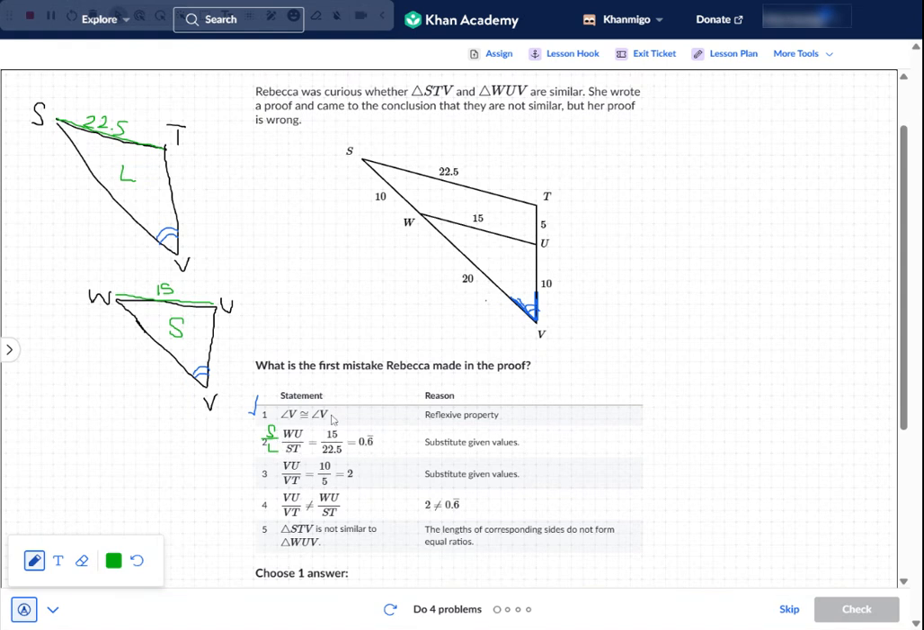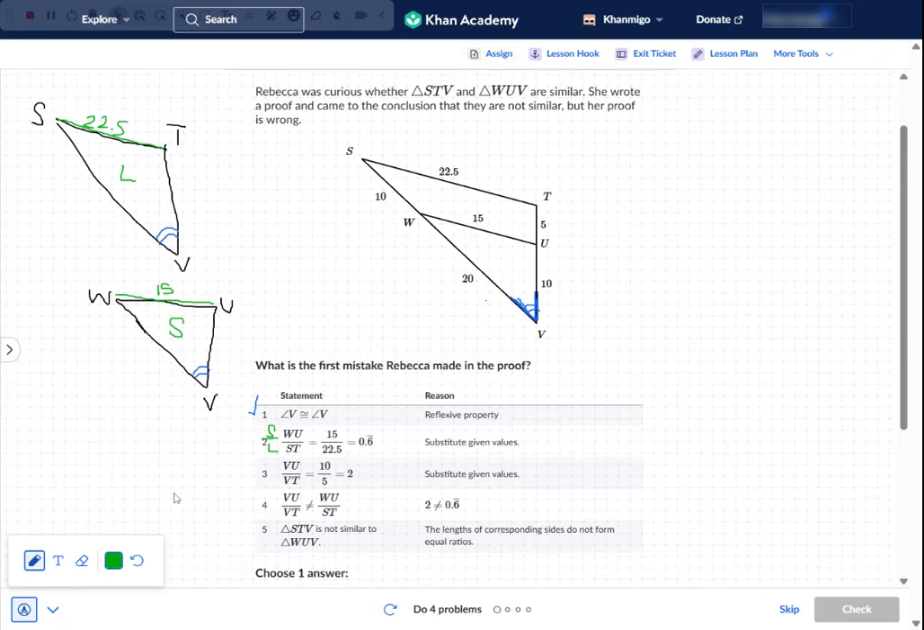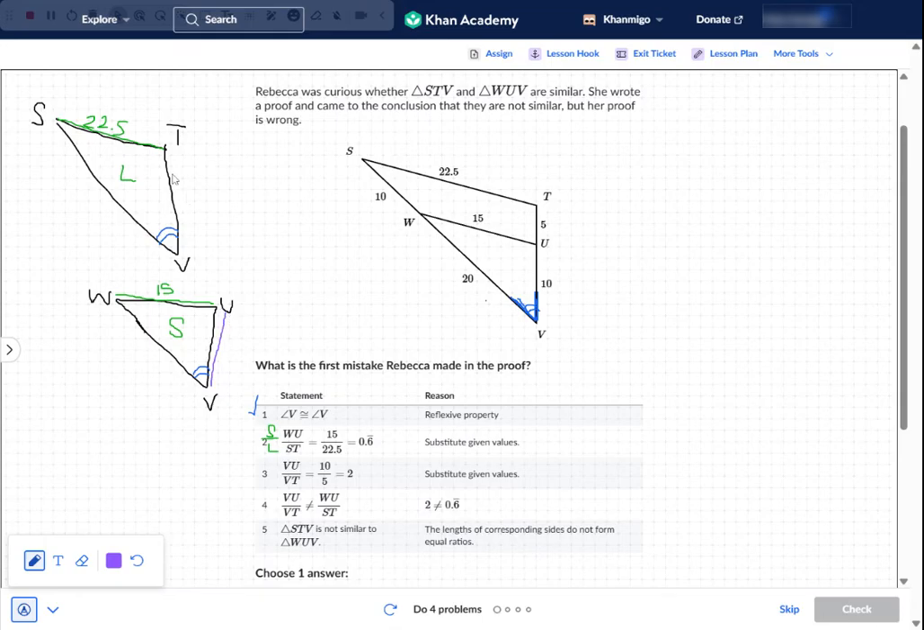We'll see. Next statement. I'll swap colors again. We've got side length VU and VT. Okay, so this is good. So far, she's matching the correct side lengths, right? We're color coding. She's not saying VU and SV, right? Those weren't ones that matched up. So these are corresponding. And let's see what she said. VU is 10. And then VT, she said, is 5. Let's see.